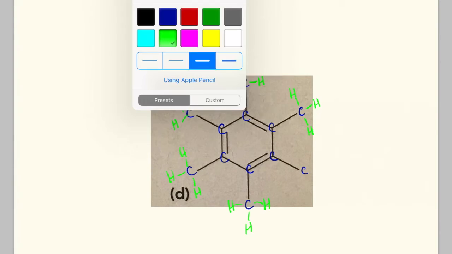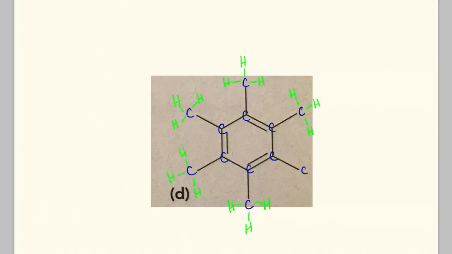Now let me explain why we're done. Let's pick on this carbon here. It's got 1, 2, 3, 4 bonds to it, and so it's not missing any bonds to hydrogen. Every carbon wants 4 bonds, and that has 4 total bonds. Okay.